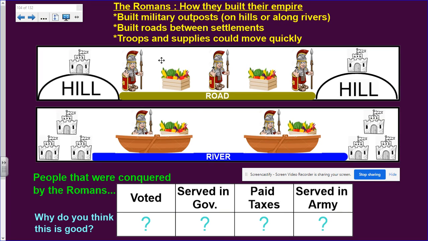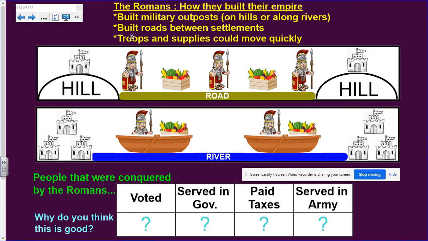Okay, the first thing, I'll start here at the title. This is kind of the whole point of what we're doing. This is going to give you an example, and actually two examples, of how the Romans built their empire. Okay, it's not exactly the same as the Greeks. It's got a lot of different things going on.